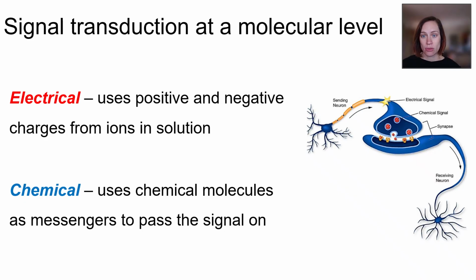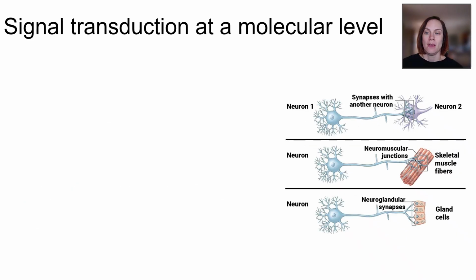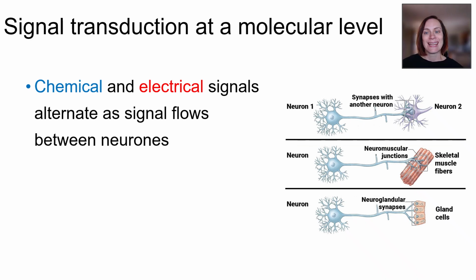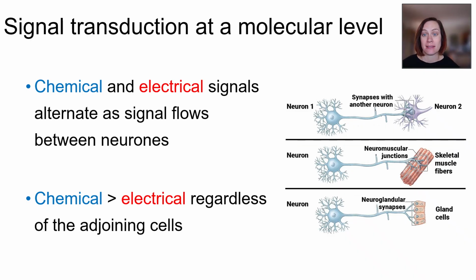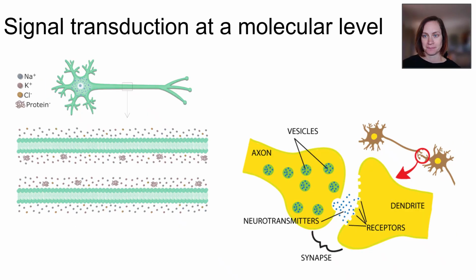So it is trying to do two things, and it's using the nerve cell to do this. All right, so our chemical and electrical signals alternate as signals flow between the neurons. So it doesn't matter what kind of neuron it is, it's still doing the same one. So it's taking chemicals and then turning it into electrical energy and back and forth. Doesn't matter what it is touching.